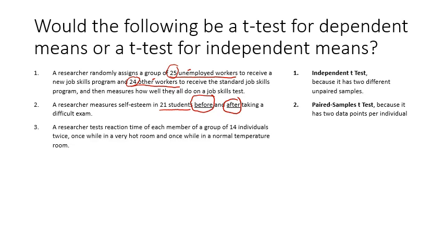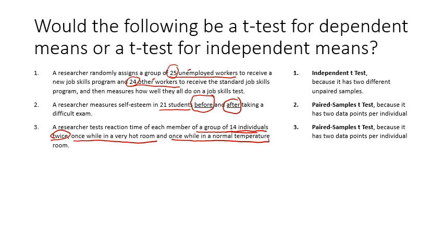Number 3: a researcher tests reaction time of each member of a group of 14 individuals twice. Once while in a very hot room and once while in a normal temperature room. So here I can see we have one group of 14 individuals, but we have two measures, once while in a hot room and once while in a normal temperature room. So here again, one sample, but two data points per individual. This is a paired samples t-test.